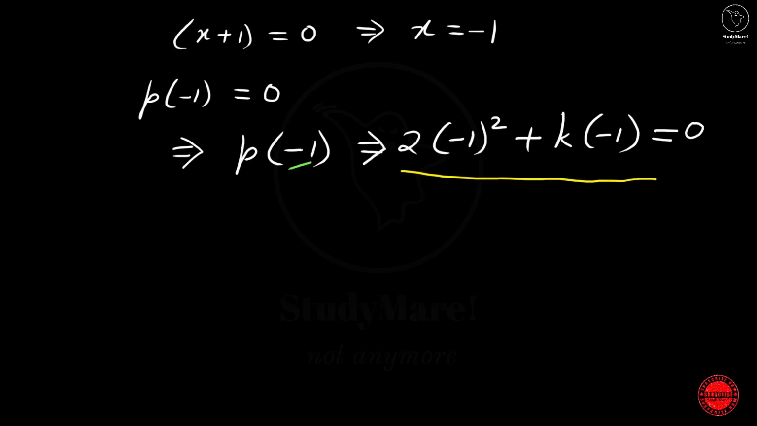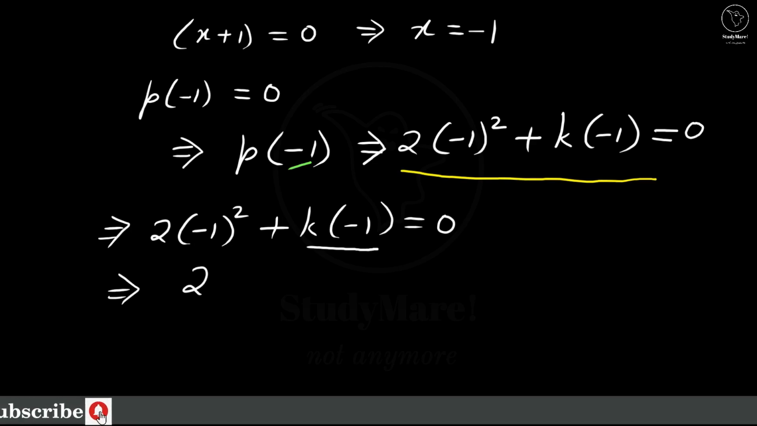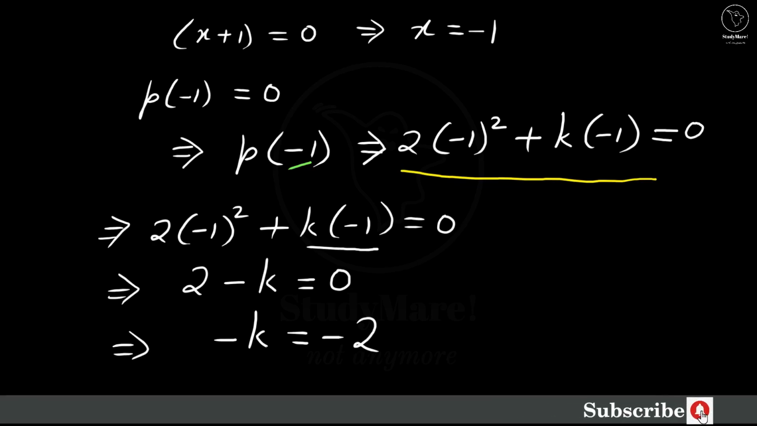Now we have got a very simple equation which we can solve, which is 2 into minus 1 whole square plus k into minus 1 is equal to 0, which means minus 1 whole square will become 1 and 2 into 1 is 2. Here we have plus k into minus 1, that gives us minus k, which is equal to 0. This means minus k is equal to minus 2.